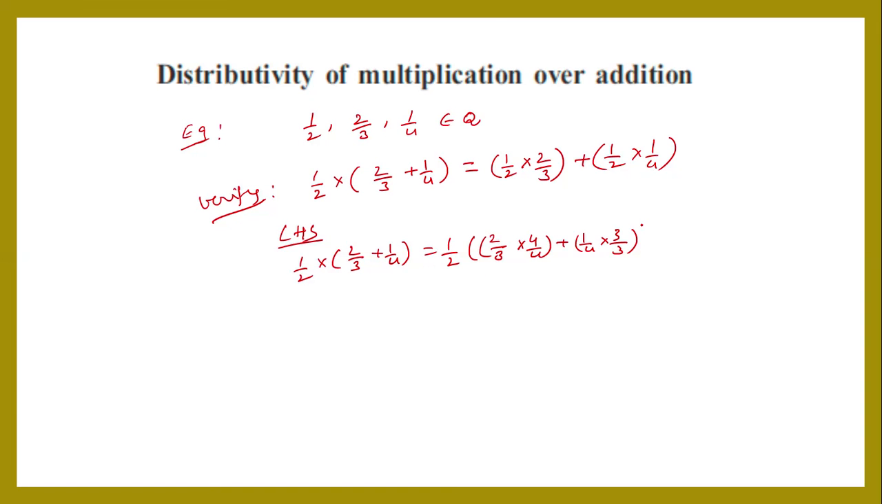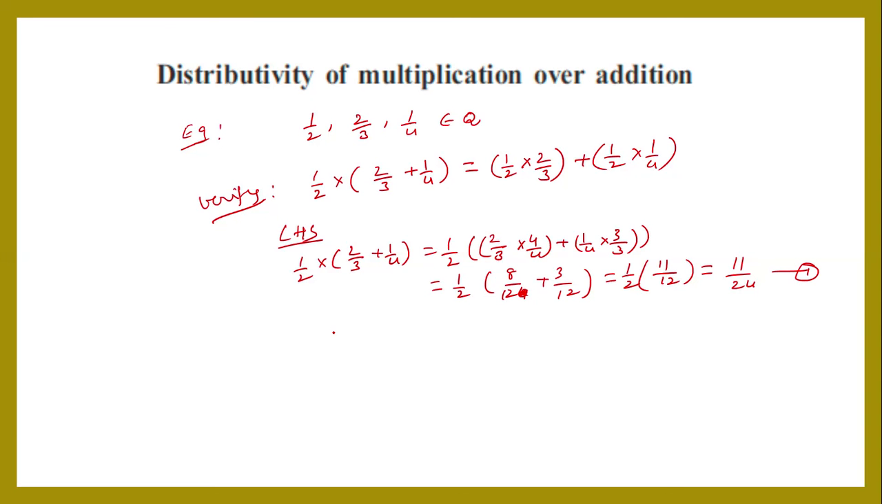Already we know how to convert the given fractions into like fractions. 1 by 2, 2 fours are 8, 3 fours are 12, plus 1 threes are 3, and 4 threes are 12. Here also 12 is the denominator. That is 1 by 2 into (8 plus 3) by 12, that is 11 by 12. Now we get 11 by 24. This is equation 1. This is the left hand side part.